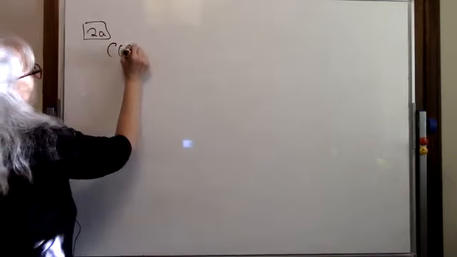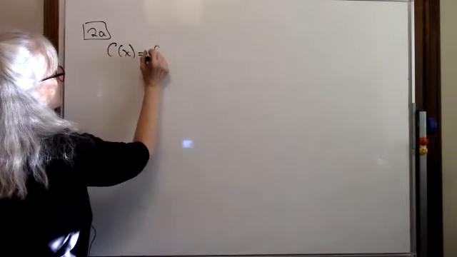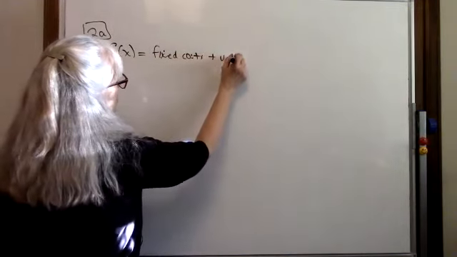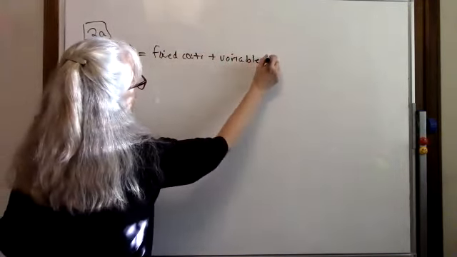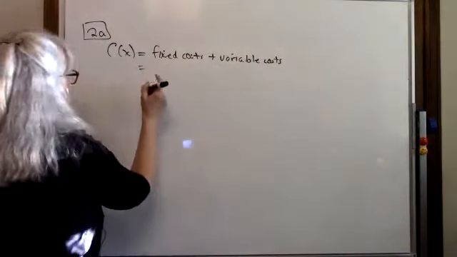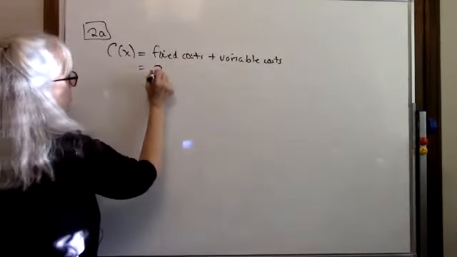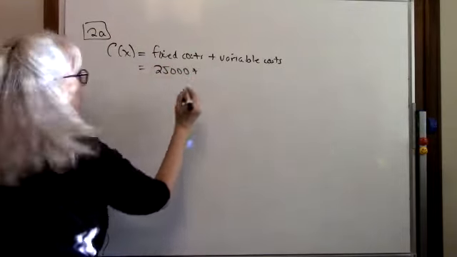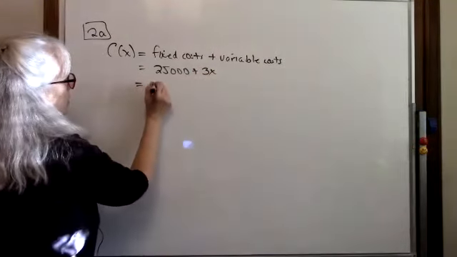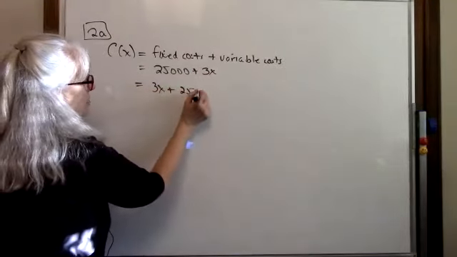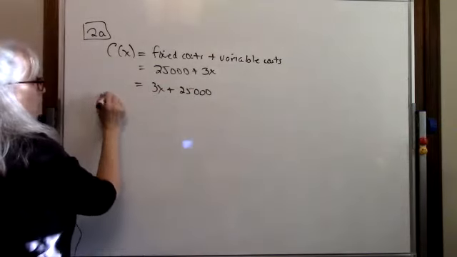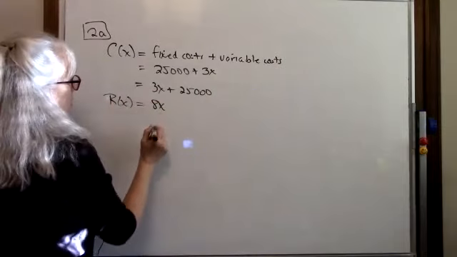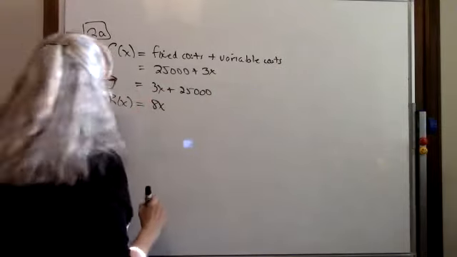So if you remember from the previous section, the cost function is the fixed costs plus the variable costs. And for this problem, the fixed costs were $25,000. And the variable cost of producing each diary is $3. So that would be 3x. You can write that as 3x plus 25,000. It does not matter in what order you're writing it. The revenue function is how much you make from selling each of the diaries, which is 8x. So there's the cost function, there's the revenue function.